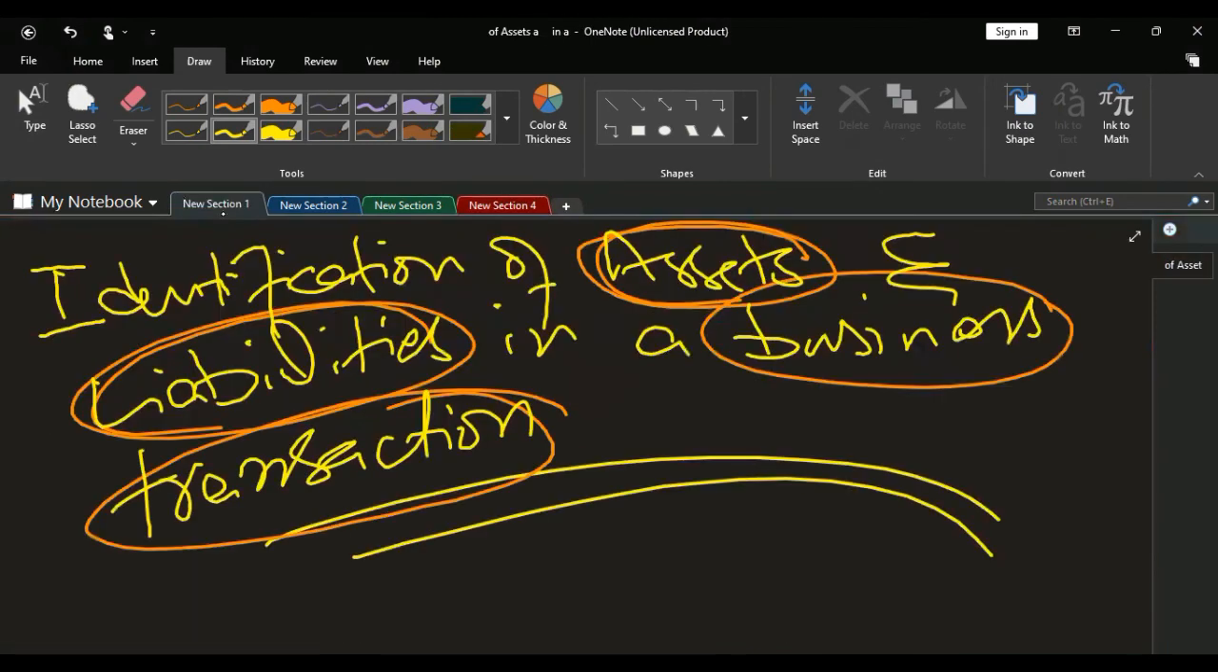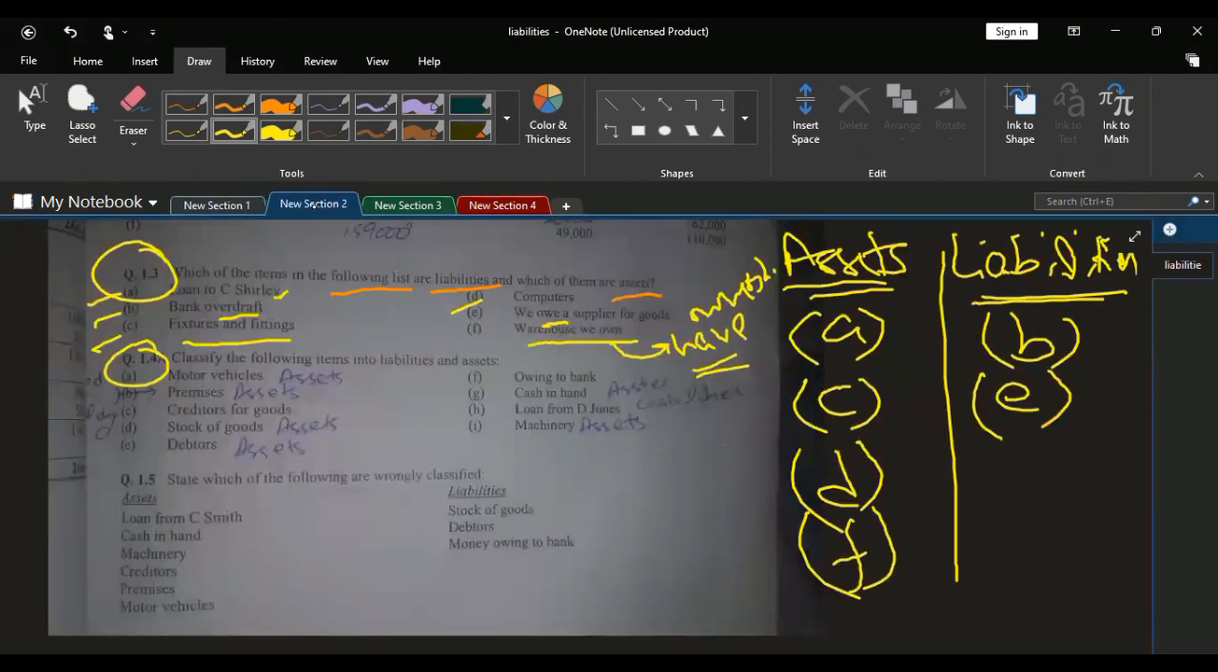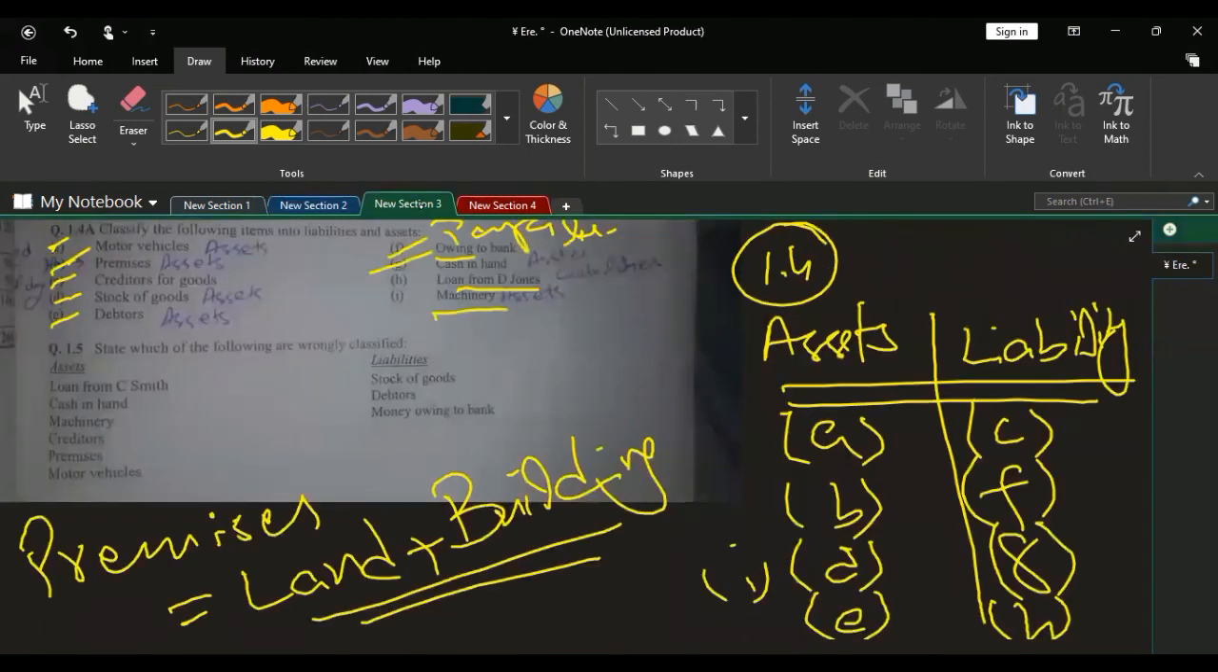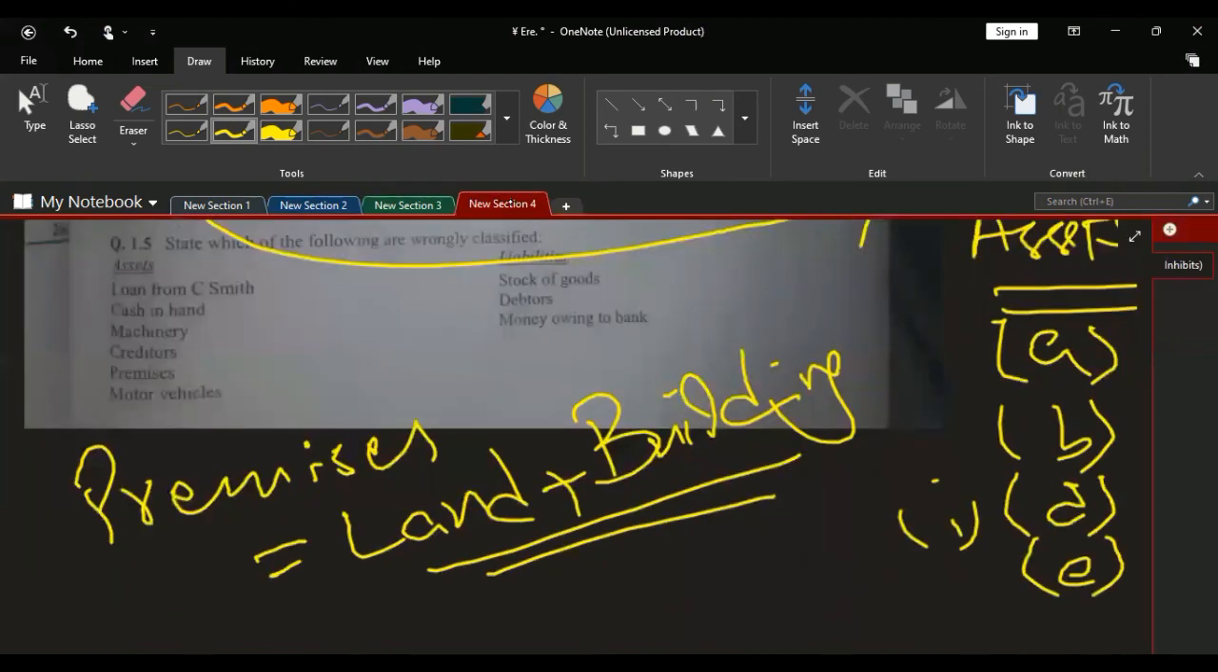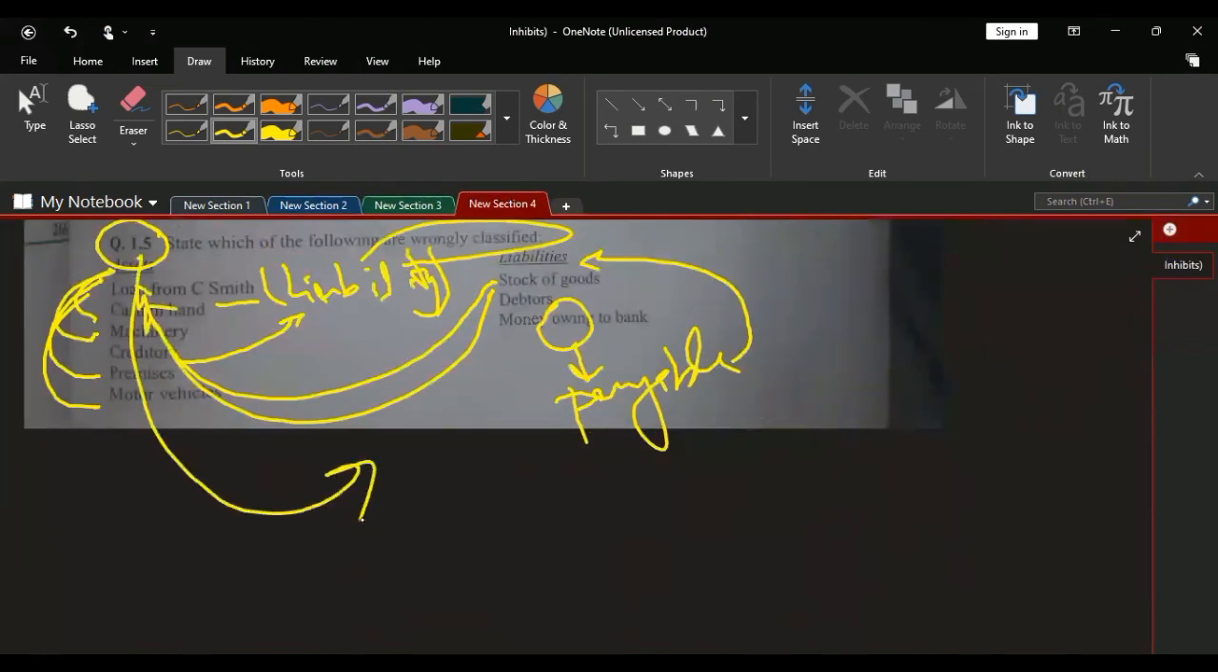So, in this class, we have studied three examples on segregation of assets and liabilities. The first example was 1.3, the second example was 1.4, and the third example was 1.5, in which we have segregated our assets from our liabilities. I hope the concept has been well explained and now you can easily segregate assets from liabilities.